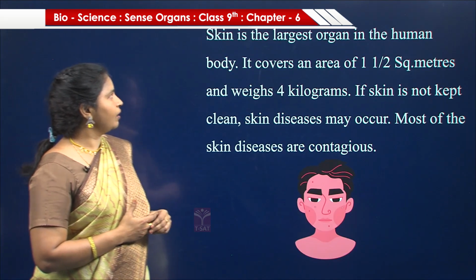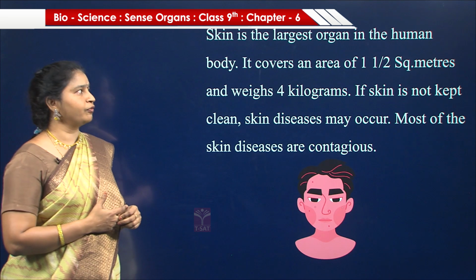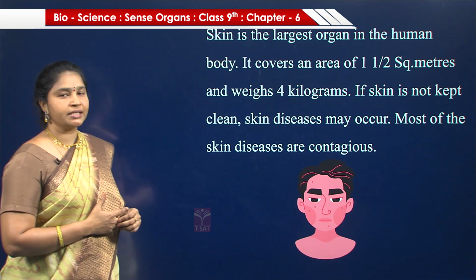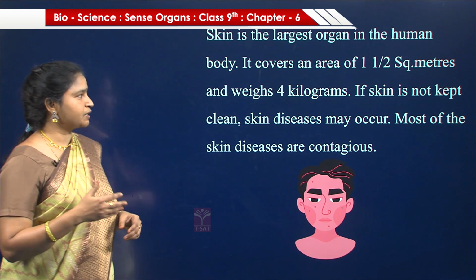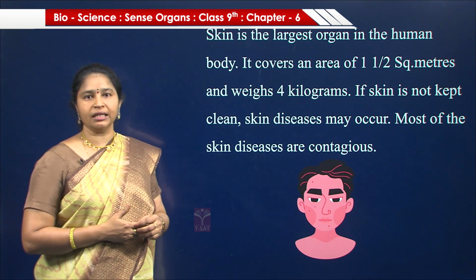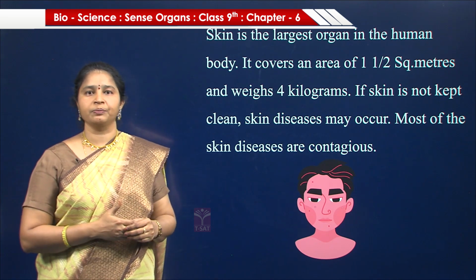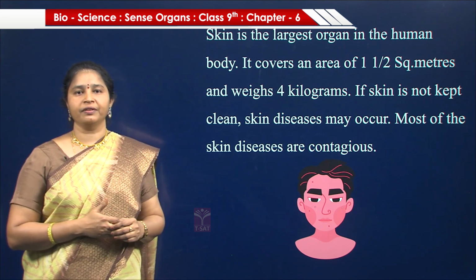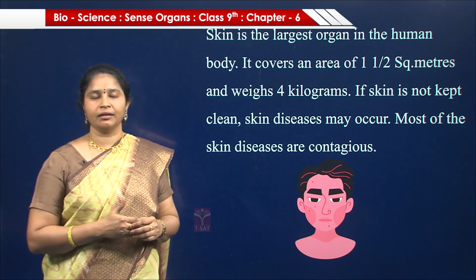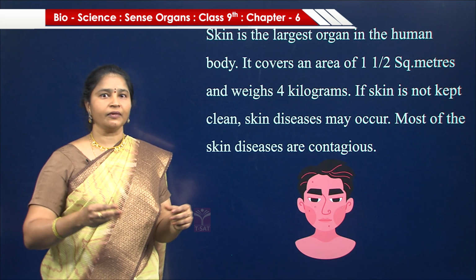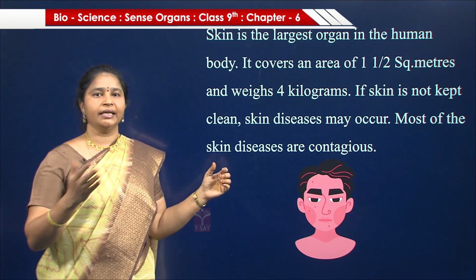So, skin is the largest organ in the human body. It covers an area of 1.5 square meters and weighs 4 kilograms. If skin is not kept clean, skin diseases may occur. Most of the skin diseases are contagious. Generally in schools, in primary classes, children suffer with this type of skin disease. We commonly call it by a local name, and it is called scabies. So, it is a contagious disease.